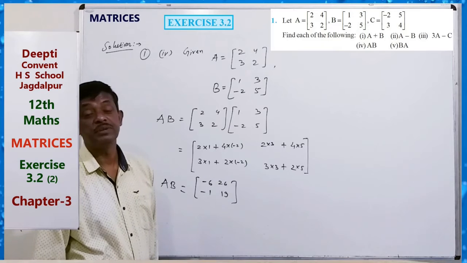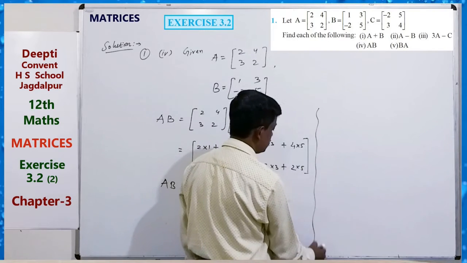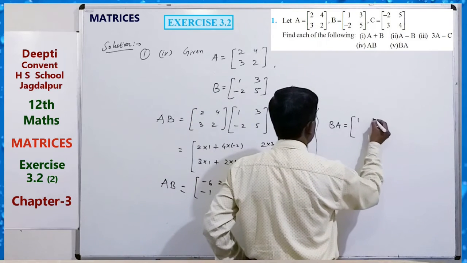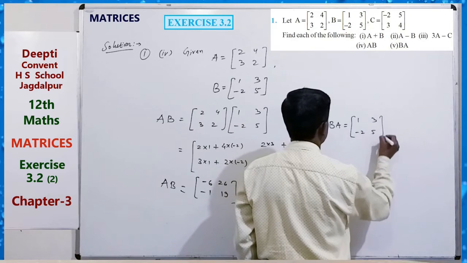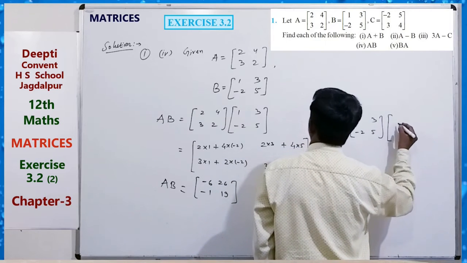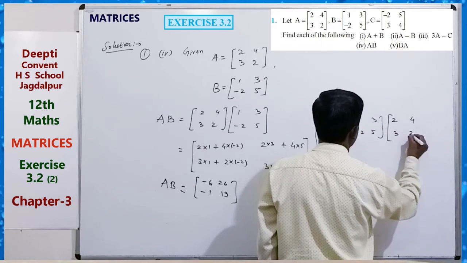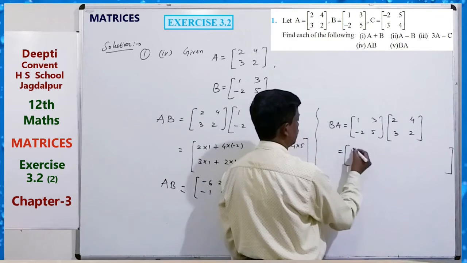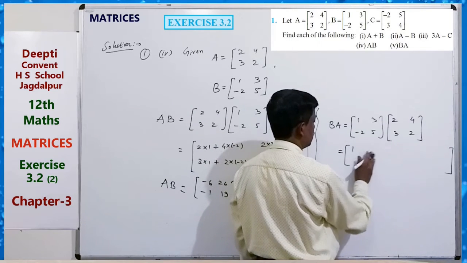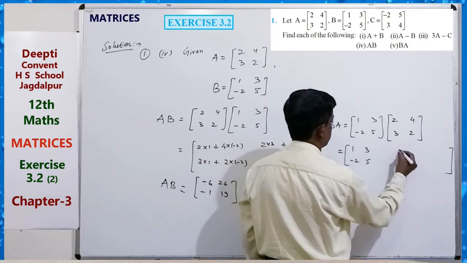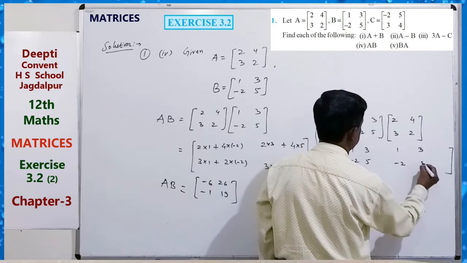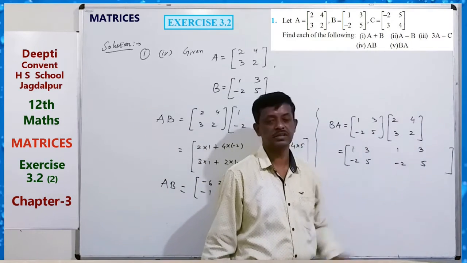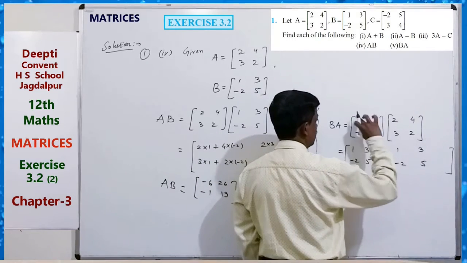And also you can find BA. For finding BA, just write this matrix first: 1, 3, minus 2, 5, and here 2, 4, 3, 2. Just multiply it. We know the result will be 2 by 2 because 2 columns are there. So just write this here, and also this here.